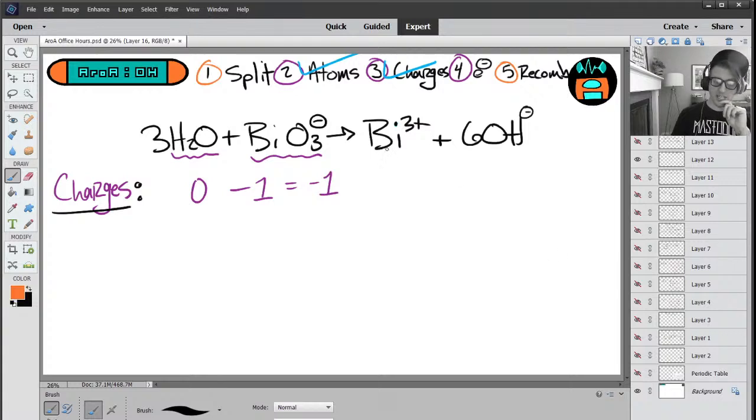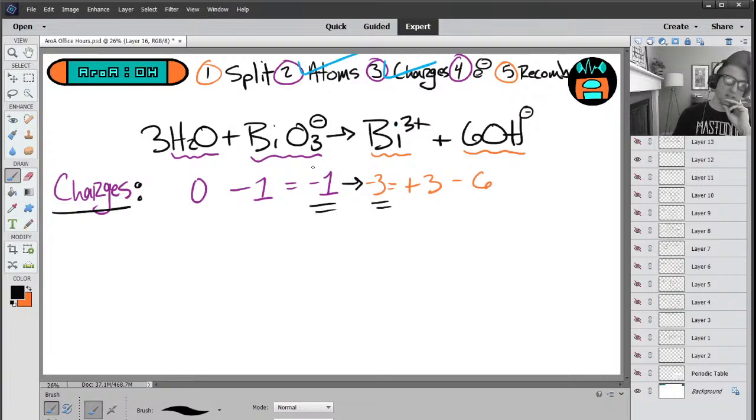Let's look at the product side. Bismuth has a charge of positive 3. Hydroxide has a charge of negative 1, but we've got 6 of them, so this is a total charge of negative 6. 3 minus 6 is negative 3. And this is the important thing to keep in mind: you're comparing the charge on the reactant side to the charge on the product side. The reactant side has a charge of negative 1. The product side has a charge of negative 3. Just like we have to balance atoms, we need to make sure that our charges are balanced, that there's the same charge on both the reactants and the products side of the reaction.